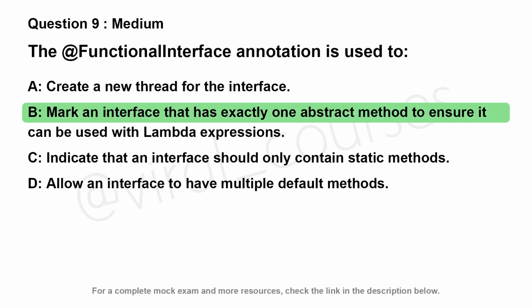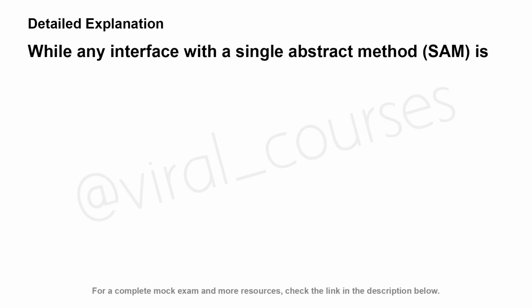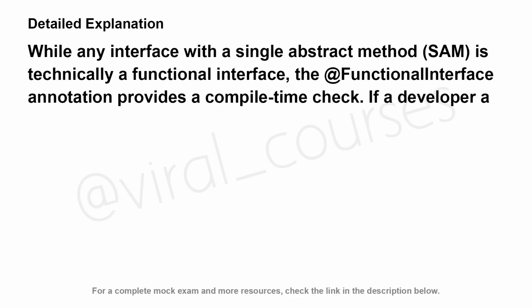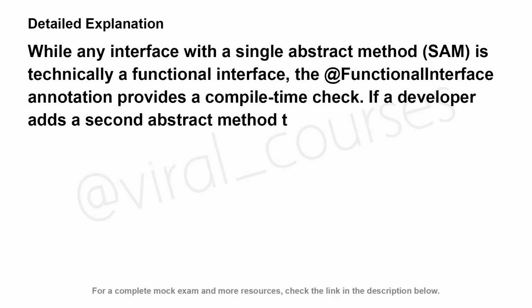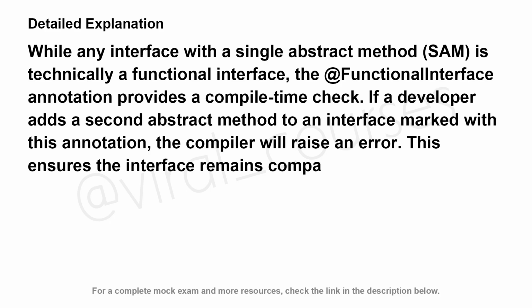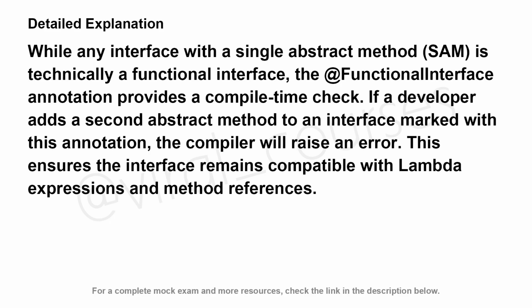The correct answer is B. While any interface with a single abstract method, SAM, is technically a functional interface, the @FunctionalInterface annotation provides a compile-time check. If a developer adds a second abstract method to an interface marked with this annotation, the compiler will raise an error. This ensures the interface remains compatible with lambda expressions and method references.